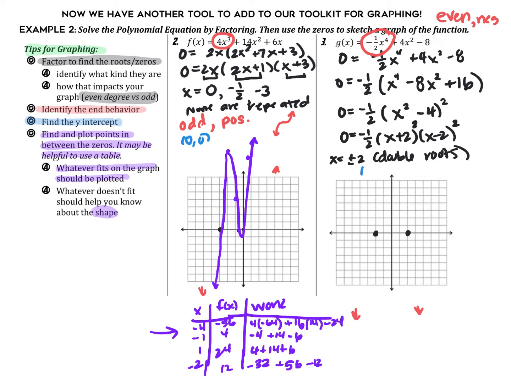Let's find the y-intercept. If I plug in 0, I get negative 8. I don't think that's going to fit, but it's going to almost fit. 1, 2, 3, 4, 5, 6, 7. So it would be around here. I'm just going to add that point there.